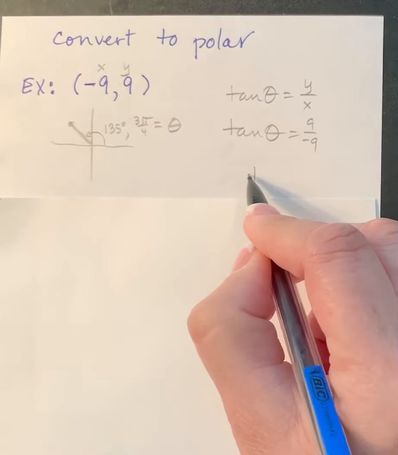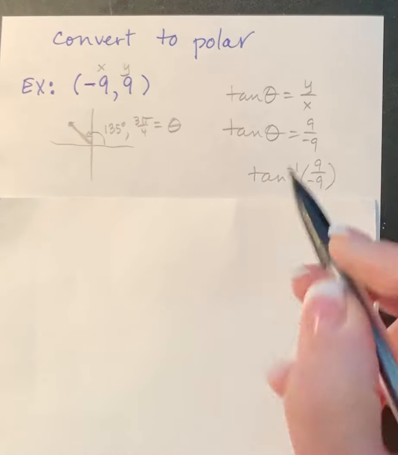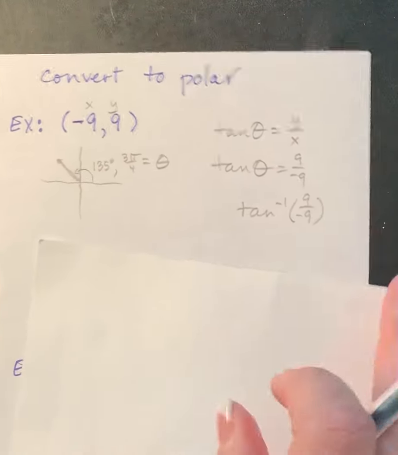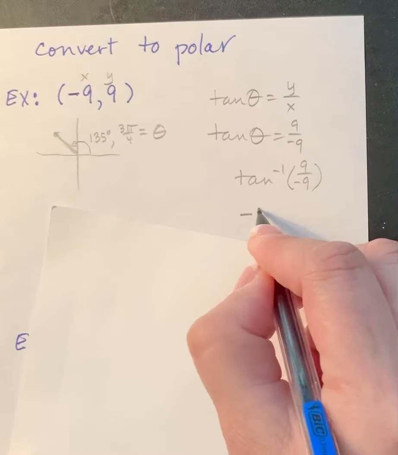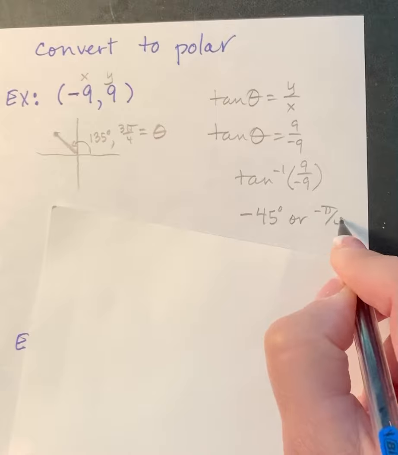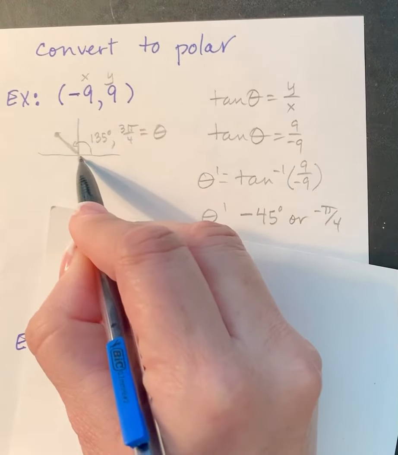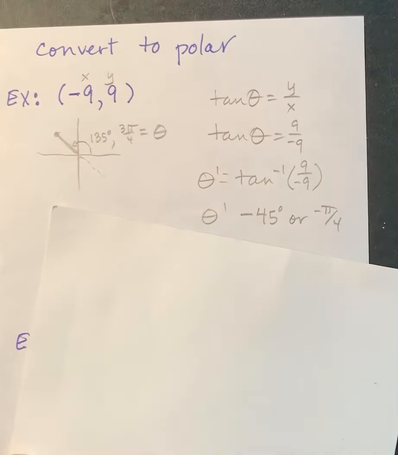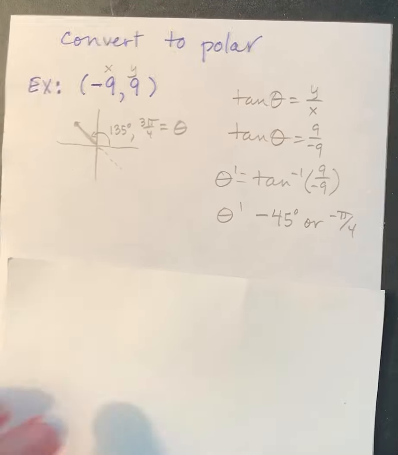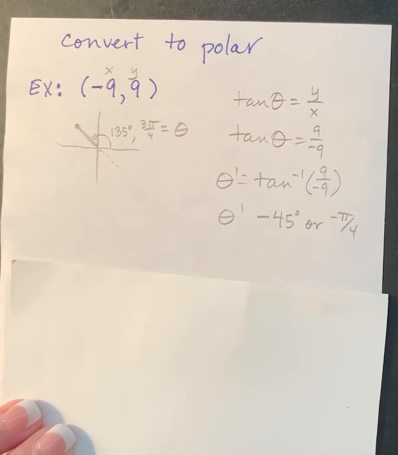And then if you do the inverse tangent of that, which is the inverse tangent of -1, it will give you -45 degrees or negative pi over 4. So see, this is going to be a reference angle. The calculator always gives you quadrant 1 or 4 for inverse tangent. And then you could figure this out, but it's kind of easier if you just draw it.